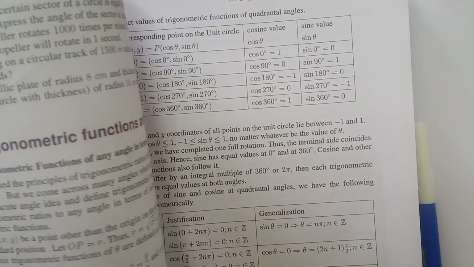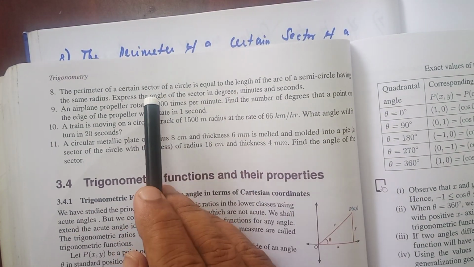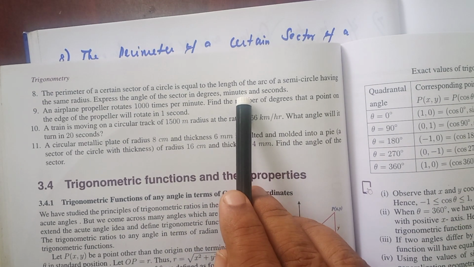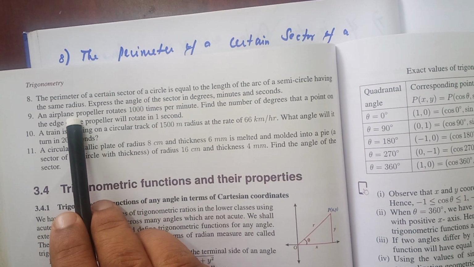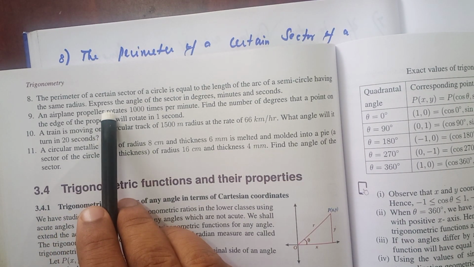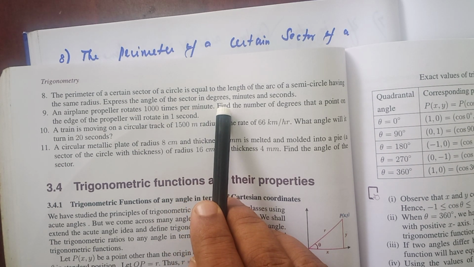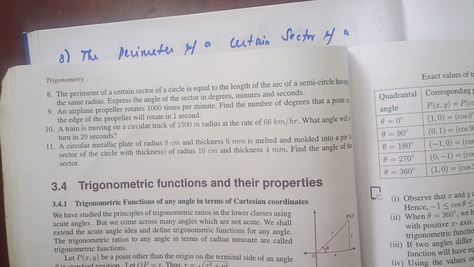11th standard mathematics, chapter number 3, continuation of exercise 3.2. Now problem number 8. The perimeter of a certain sector of a circle is equal to the length of the arc of a semicircle having the same radius. Express the angle of the sector in degrees, minutes and seconds.